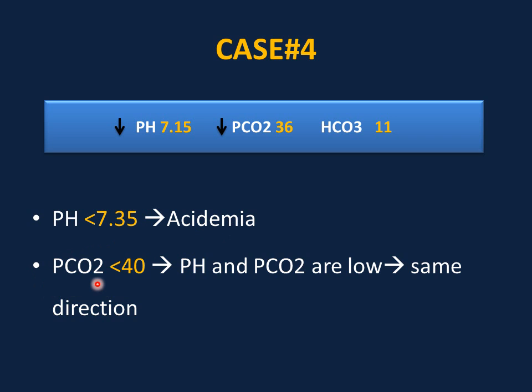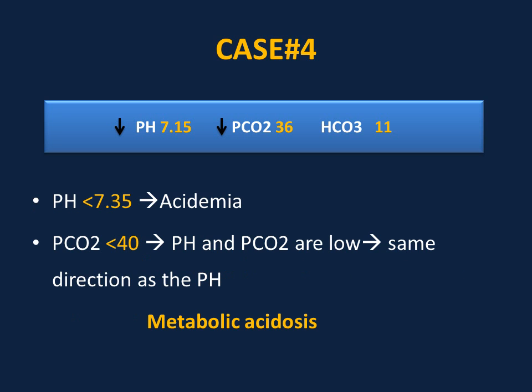Then you check the PCO2, the next step. Never go to the bicarb before. So the next step is the PCO2, and the PCO2 here is 36, less than 40. So both are low. The pH is low and the PCO2 is low. They are in the same direction. This is a metabolic case. So this is a case of metabolic acidosis.